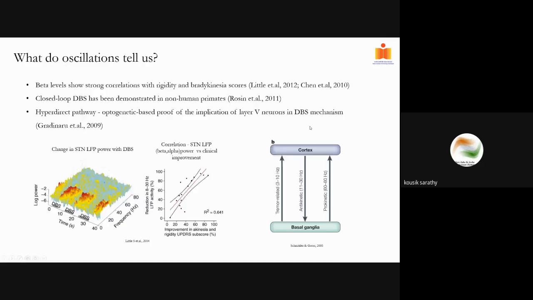So what the Philip Starr group did was, you have the cortex, you have the basal ganglia, and let's say in the basal ganglia you have your stimulator at the STN. And in the cortex they placed an ECoG grid, which can measure what is happening in M1 and S1, and they were stimulating. So this is the setup that they had.